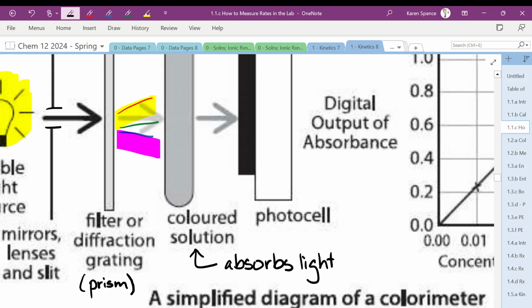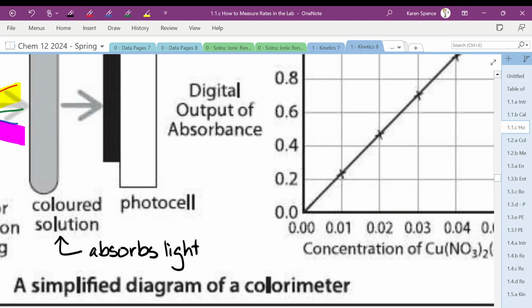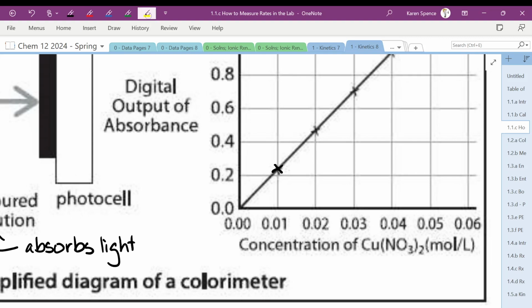And then what we do is we take a series of solutions of known concentration. So I could take this one and I could say this one is 0.1 molar copper ions. And I could measure its absorbance and I could plot how much it absorbs versus what its actual concentration is in moles per liter.